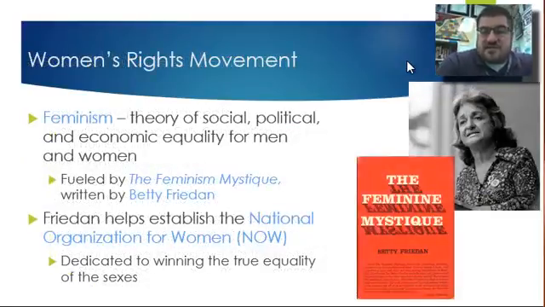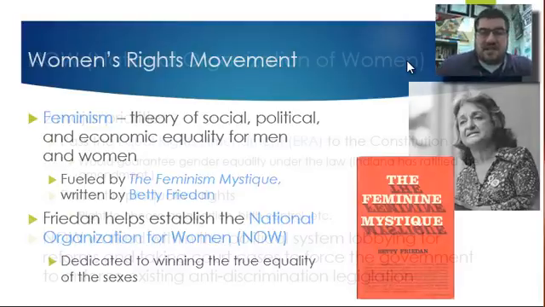So the women's rights movement starts with this idea of feminism, and feminism is just the theory of social, political, and economic equality for men and women. I'm a feminist. I would love to see women treated equally. And this was fueled by the book written by Betty Friedan called The Feminine Mystique. It basically takes her role as a 1950s housewife, and it's not enough for them. They want more. So Friedan helps establish the National Organization for Women, or NOW. And their goal is to win equality of the sexes.